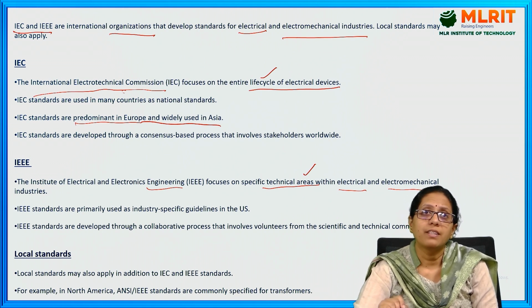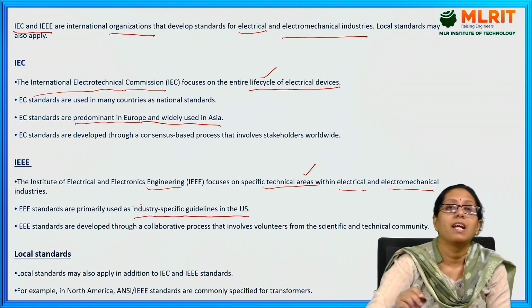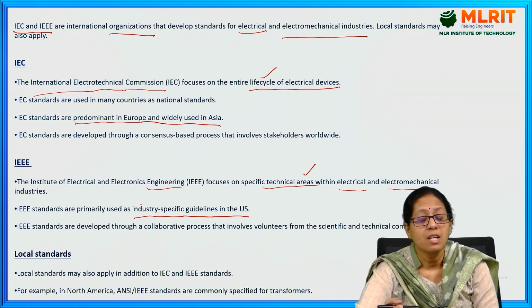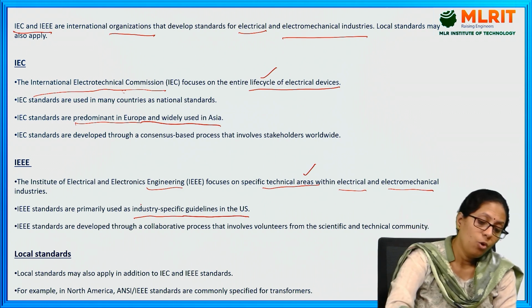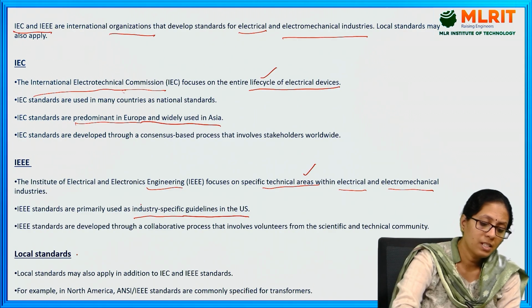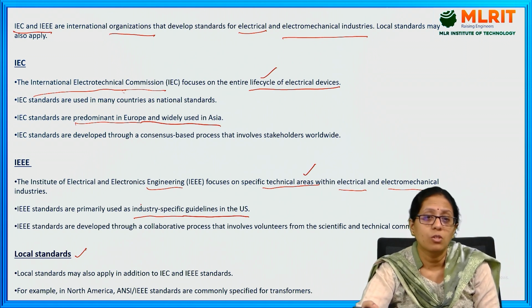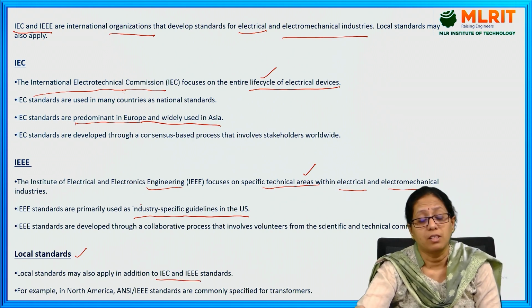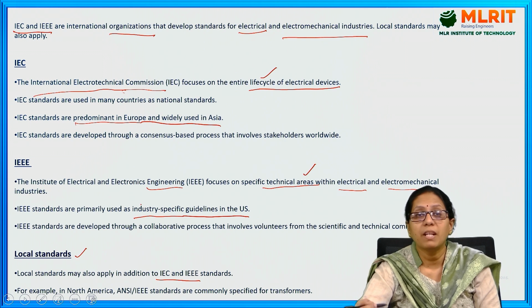The IEEE standards are primarily used as industry-specific guidelines in the US. Here you can see IEC is mainly predominant in Asia as well as in Europe, and IEEE in the US. Local standards may also apply in addition to the IEC as well as IEEE standards. That is, each and every country will have its own local standards based on its own local temperature conditions.